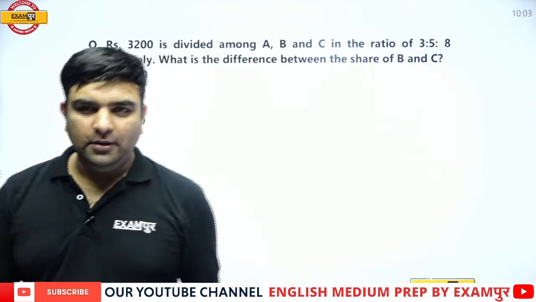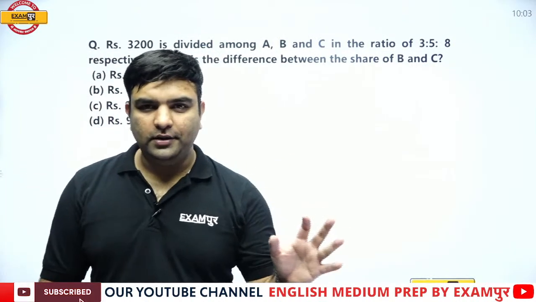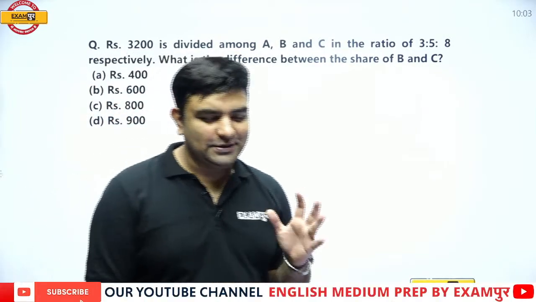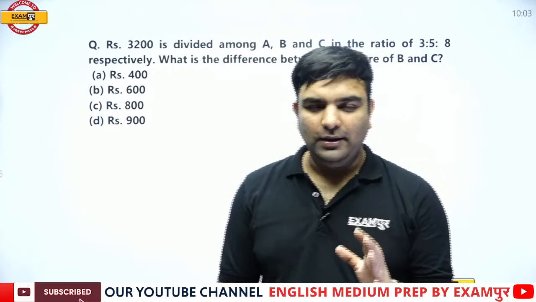Looking like an easy one. 3200 is to be divided among A, B, C in the ratio 3:5:8. What is the difference between the share of B and C?